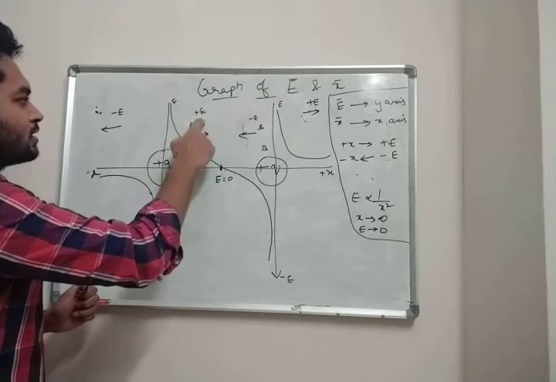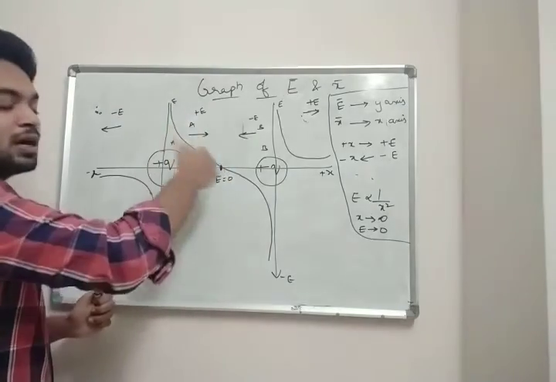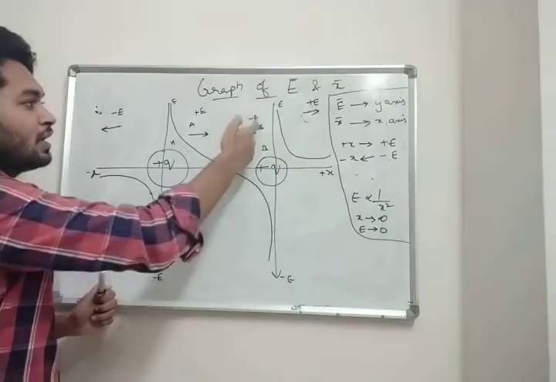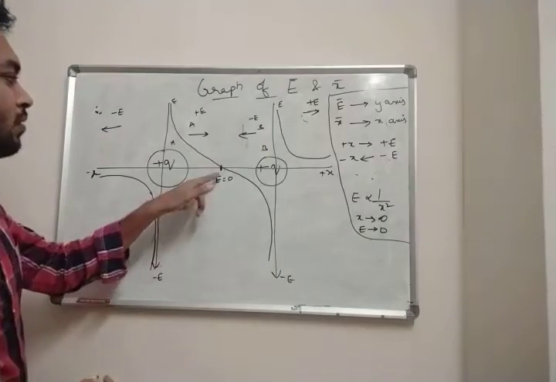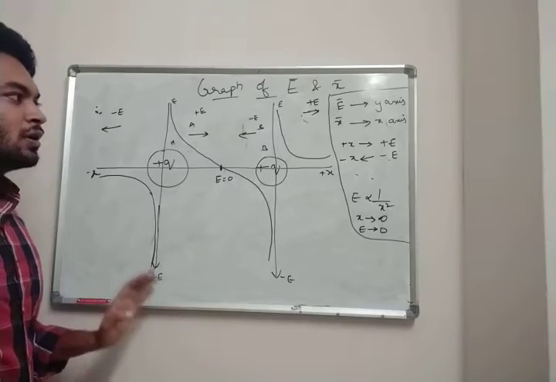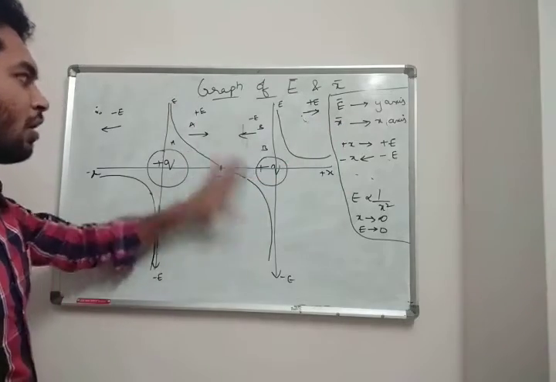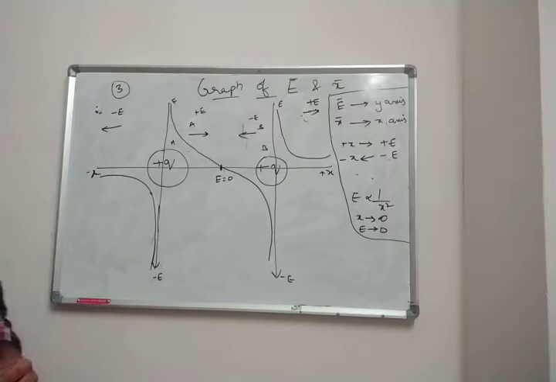The electric field is positive for A, so I have drawn the graph upwards on the upper side, and here electric field is negative, so it came like this. Clear? Finally they both met at E equal to 0. Understood? If you just remember this, you can draw how many ever graphs. This is the third type of graph. How many ever graphs you want.